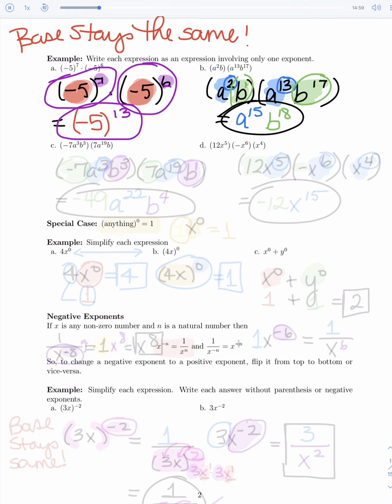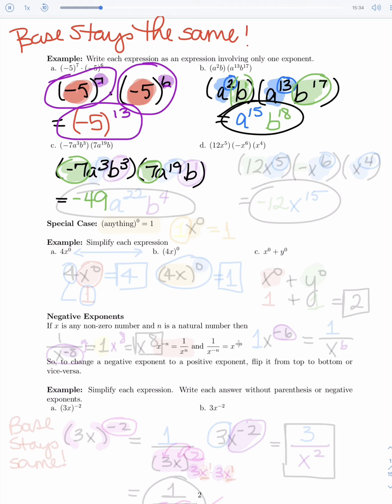Let's take a look at C. In C, we have negative 7a cubed, b cubed, times 7a to the 19th, b. Okay, well, in this one, we're going to start by dealing with our numbers first. The negative 7 and the positive 7. Notice there are no exponents here. So we're just dealing with normal multiplication. So what is negative 7 times a positive 7? Well, that's a negative 49.